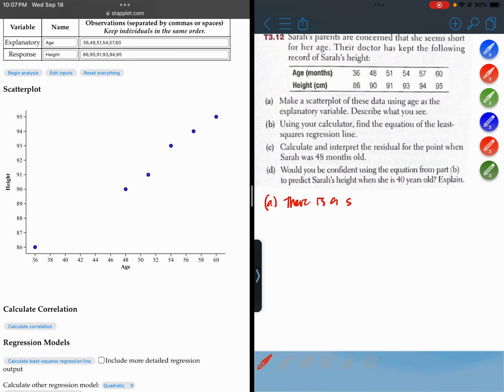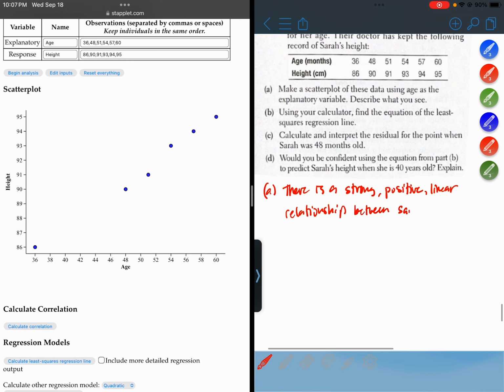There is a strong positive linear relationship between, is her name Sarah? So yeah, Sarah's age and her height.